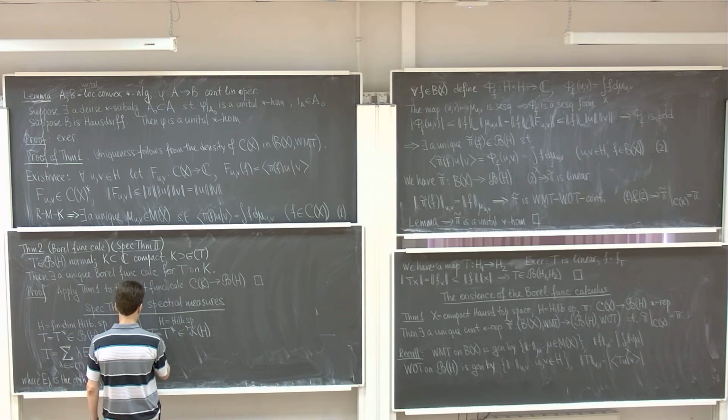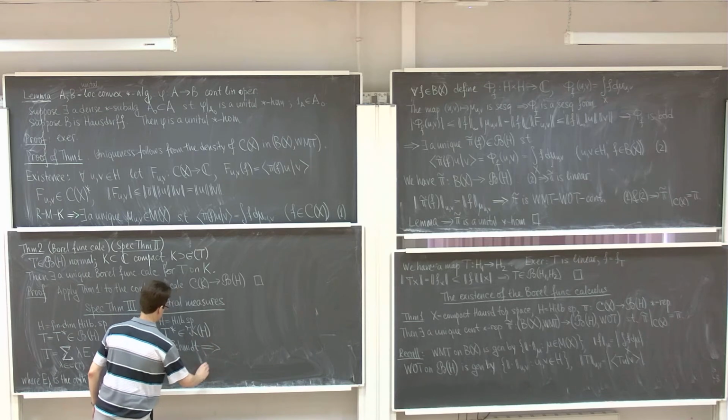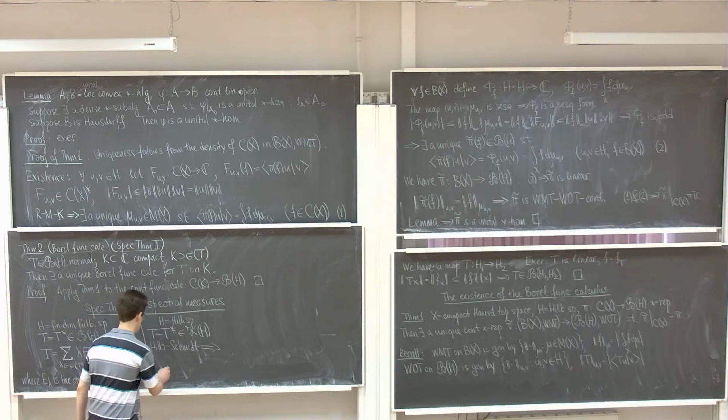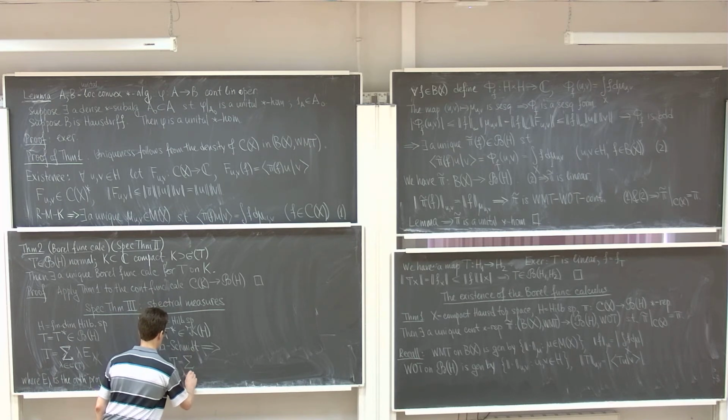It's a simple exercise to show that if we apply the Hilbert-Schmidt theorem, then we get essentially the same decomposition of T, with the only difference being that now the sum is not necessarily finite, but is at most countable. So now the spectrum of the operator is at most countable because it is compact.